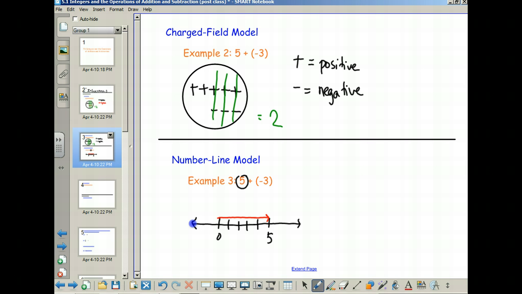And this says plus -3. Well, that looks a little bit funny, but -3 is going 3 in the other direction. So from wherever I ended up, I would go 3 in the opposite direction. So that's -3. And where do I end up? What is this spot right here? 2. So this would be my example of a number line model for 5 plus -3. Negative is indicating that I'm going backwards along the number line.